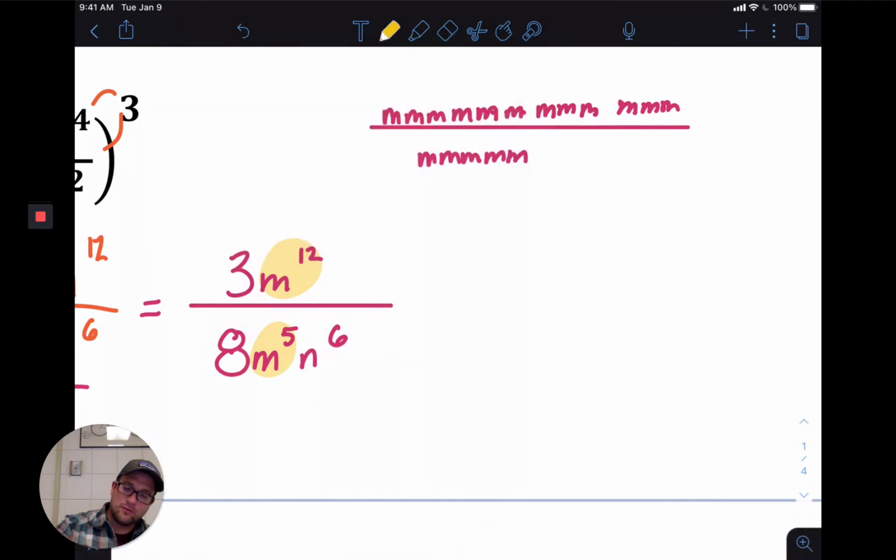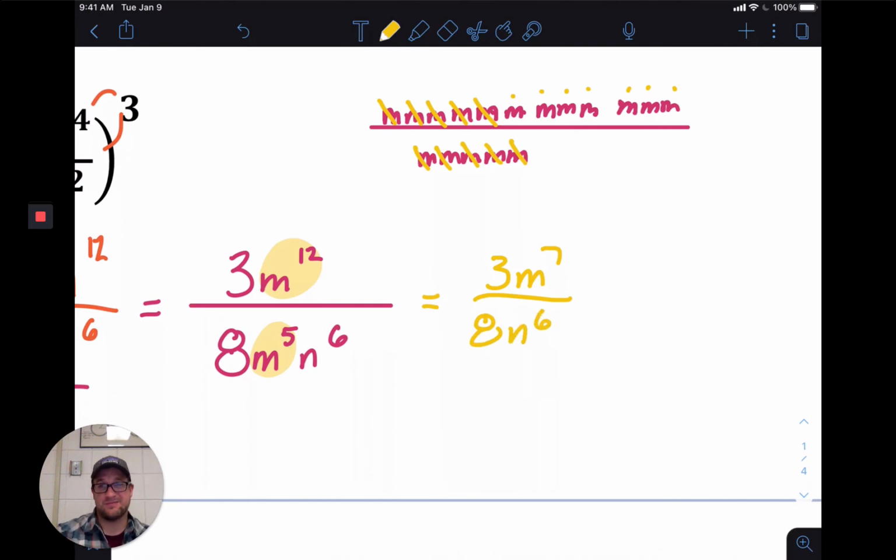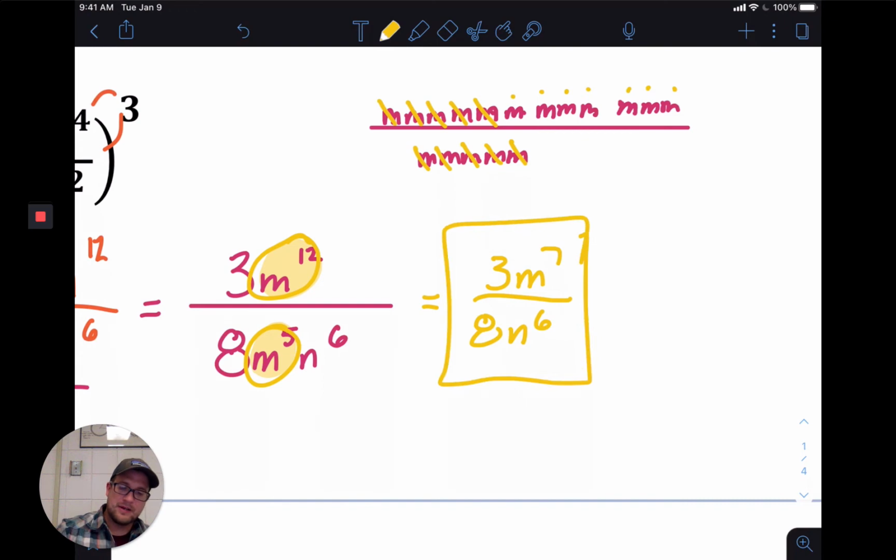We know that every time I have one on the top and one on the bottom, they cancel out. Cancel out, cancel out, cancel out, and cancel out. And the question is, how many do we have left? Looks like 1, 2, 3, 4, 5, 6, 7. And those are on top. So I'm going to have 7 m's up top and no m's left on the bottom because they all canceled out. Another way to think about that is if the 12 m's here are going to fight the 5 m's down there, we know the top would win by 7, so we'll keep 7 on the top and be done.